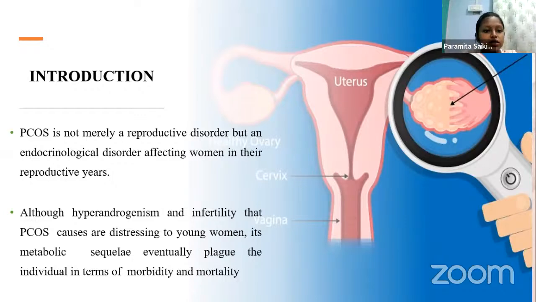So PCOS is not merely a reproductive disorder, but an endocrinological disorder affecting women in their reproductive years. Although hyperandrogenism and infertility that PCOS causes are distressing to young women, its metabolic sequelae eventually plague the individual in terms of morbidity and mortality.